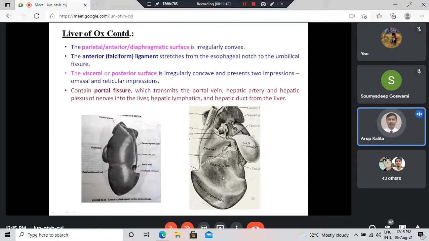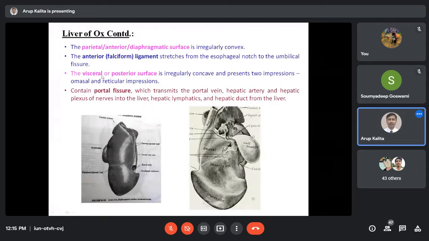Now coming to the visceral surface. This is the visceral surface. The visceral or posterior surface is irregularly concave. You see, this is concave, irregularly concave, and presents two impressions. One is called the omasal impression, one is called the reticular impression. This impression is the reticular impression. That means in life, the reticulum is attached here, and this impression is the omasal impression. So the omasum is attached here. That is why it gives an impression. Impression means it is a depression.